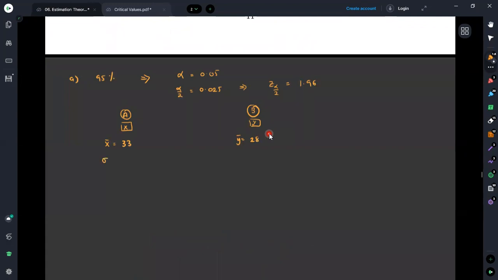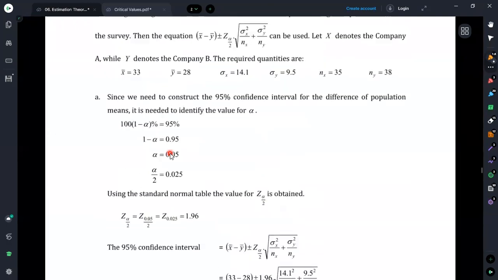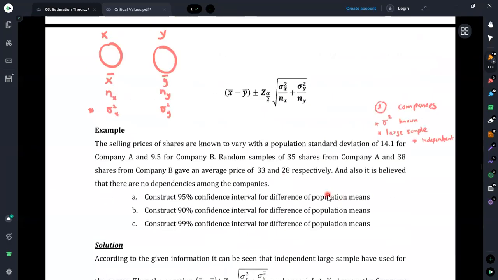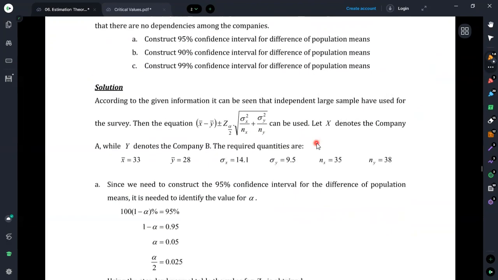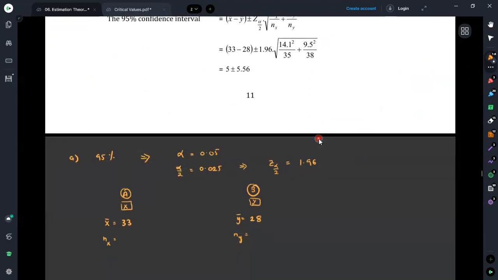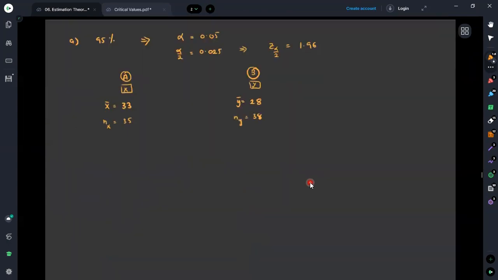Then we have to take the values for the sample sizes, nx and ny. Those are supposed to be the sample sizes 35 and 38. From the first company, 35 units are obtained, and 38 units are obtained for the second.